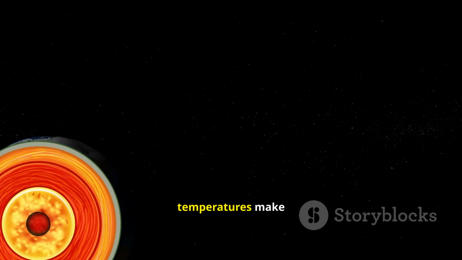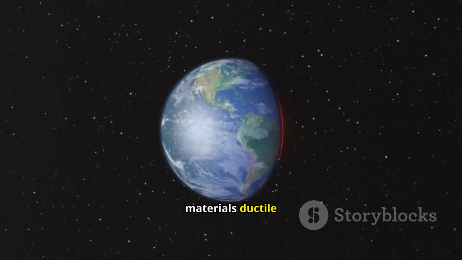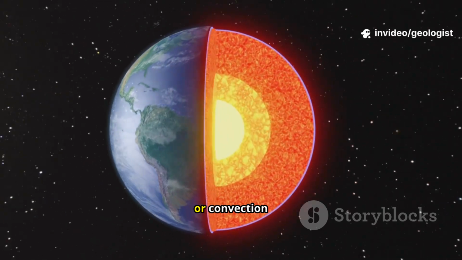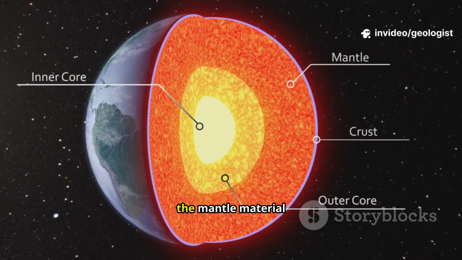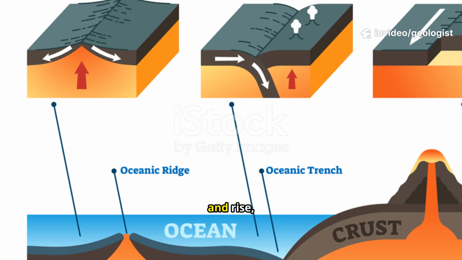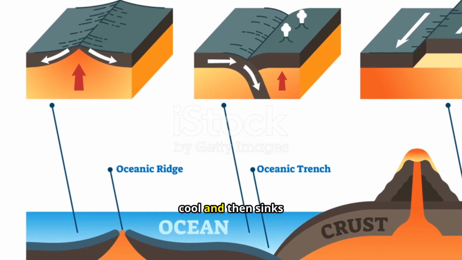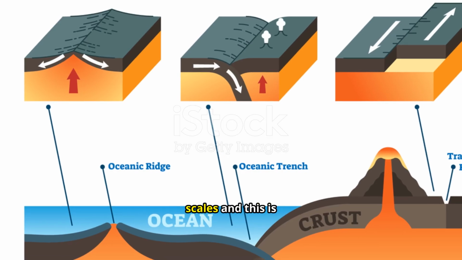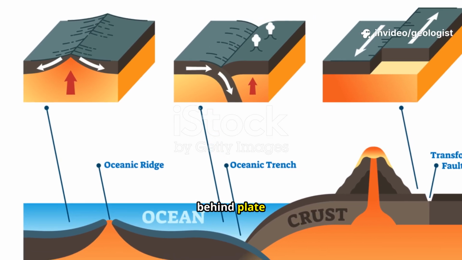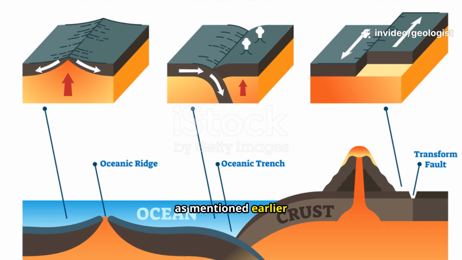The high temperatures make the silicate materials ductile, allowing for the slow creeping motion or convection currents in the lower mantle that occurs when heat from the core causes the mantle material to become less dense and rise, spread, cool, and then sink back down in a continuous cycle over geologic timescales. And this is the driving force behind plate tectonic movements, as mentioned earlier in the video.